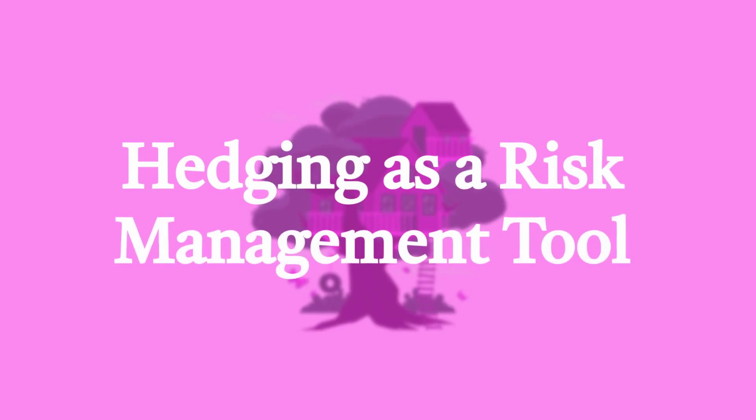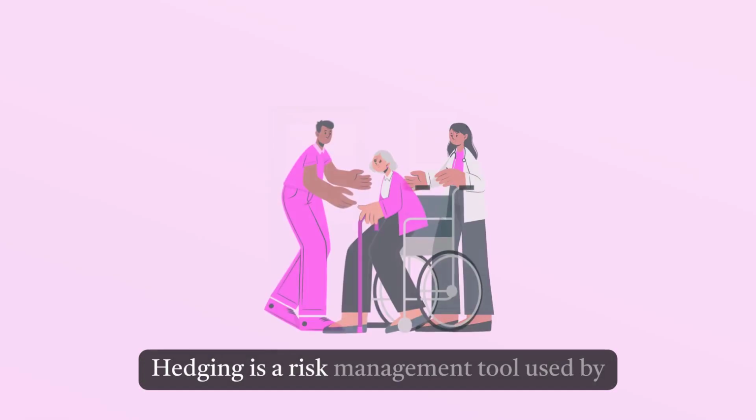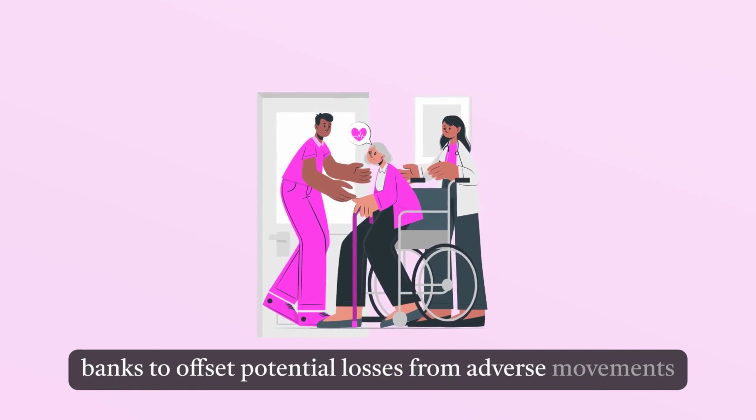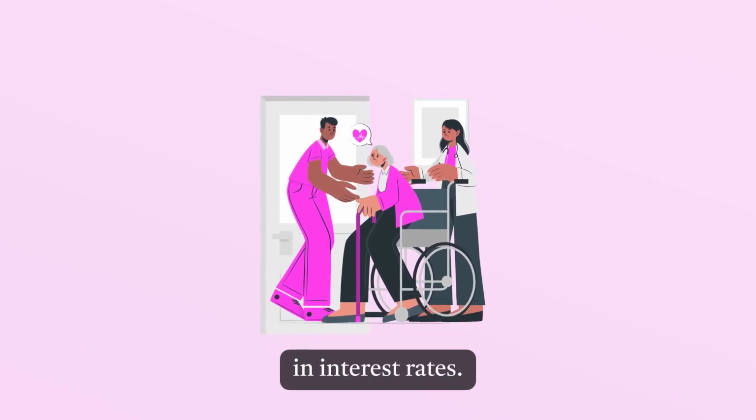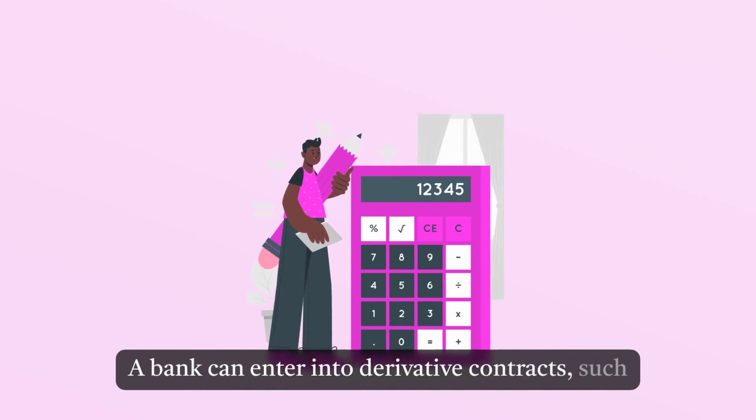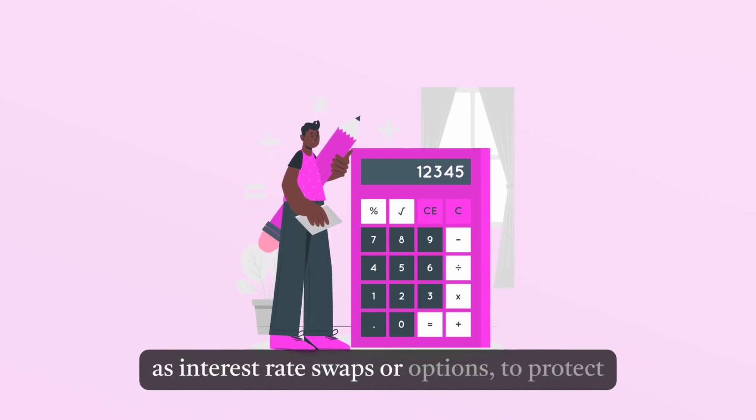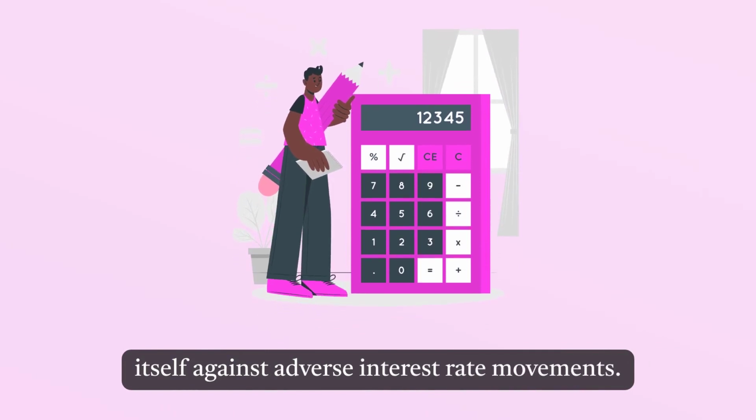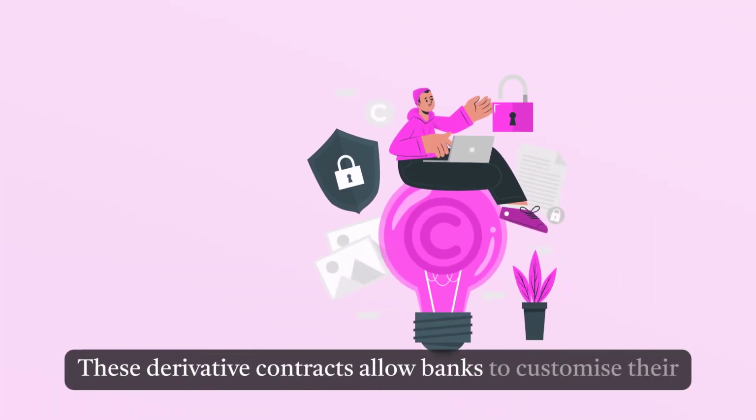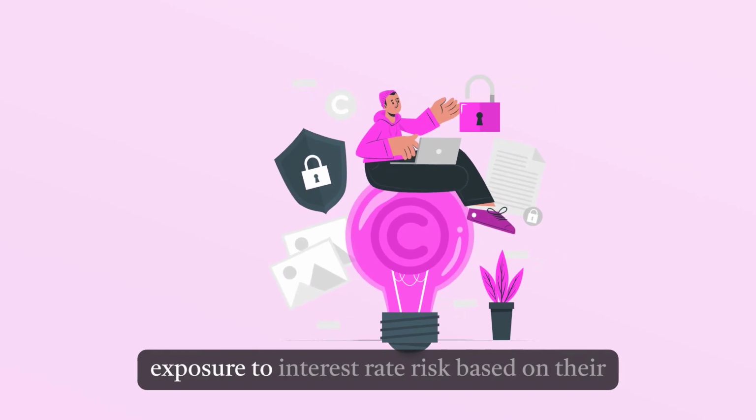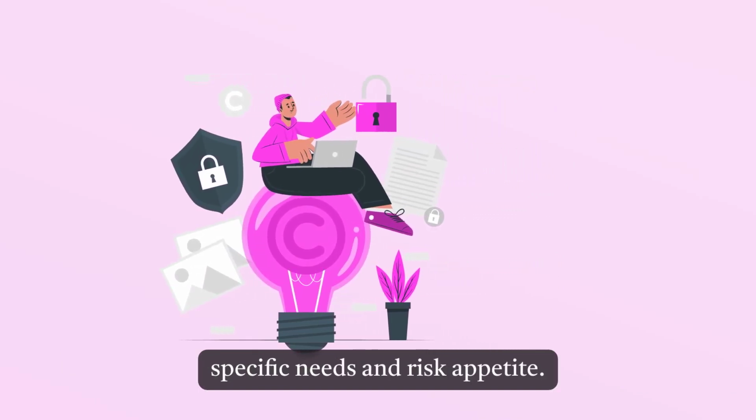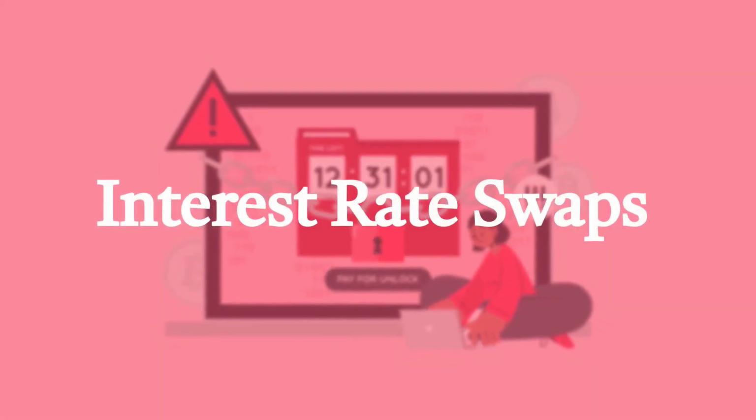Hedging as a risk management tool. Hedging is a risk management tool used by banks to offset potential losses from adverse movements in interest rates. A bank can enter into derivative contracts, such as interest rate swaps or options, to protect itself against adverse interest rate movements. These derivative contracts allow banks to customize their exposure to interest rate risk based on their specific needs and risk appetite.